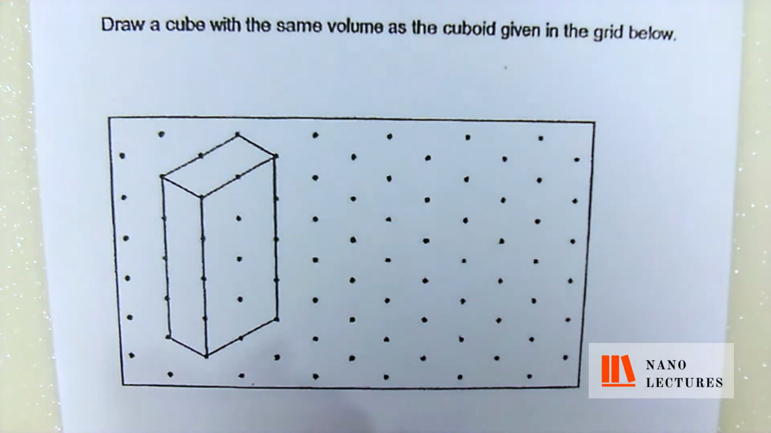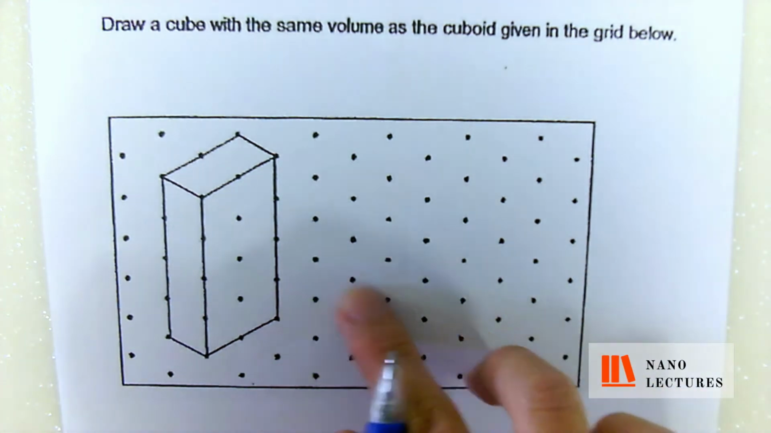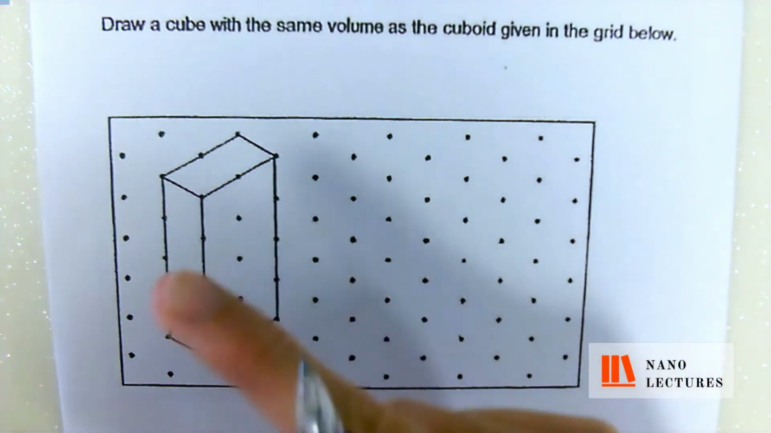Many students get this wrong, so be careful. They say draw a cube with the same volume as the cuboid. A lot of students just start drawing without doing the math. Please calm down. Just go and find out the volume of this one first. How do you find out the volume?